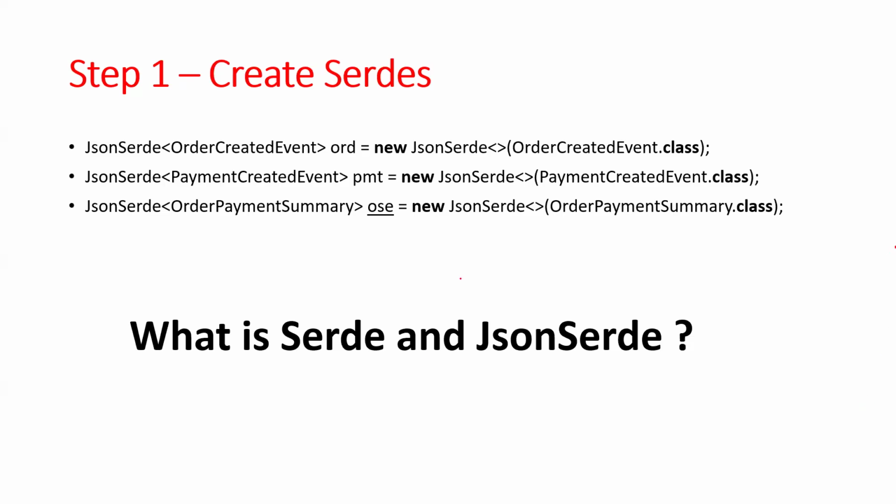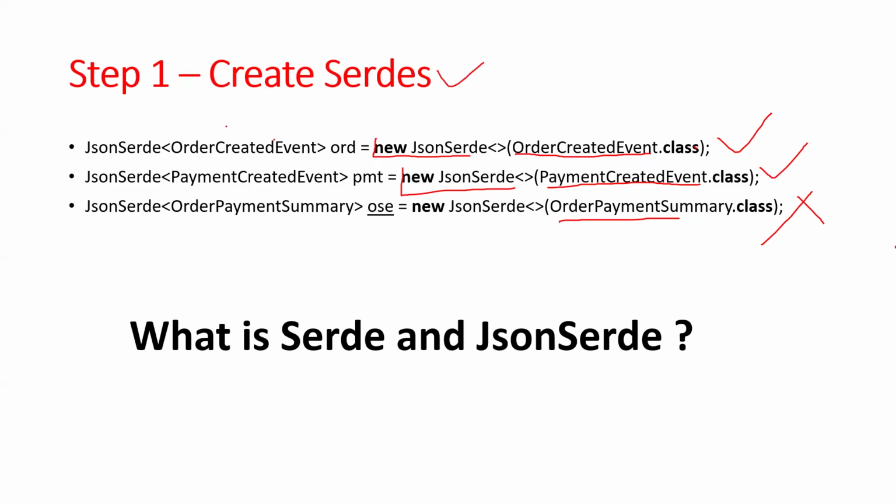OrderCreatedEvent here. This is the first event from the order microservice. That specific POJO class should be there in your project. Then PaymentCreatedEvent. Then OrderSummary, I think this third one is no more required. Only this one is from the order microservice, and this one is from the payment microservice. See, new JsonSerde here. Are you able to see everyone? I'm creating it, which means serialization and deserialization will be taken care of here. This is the first step here.